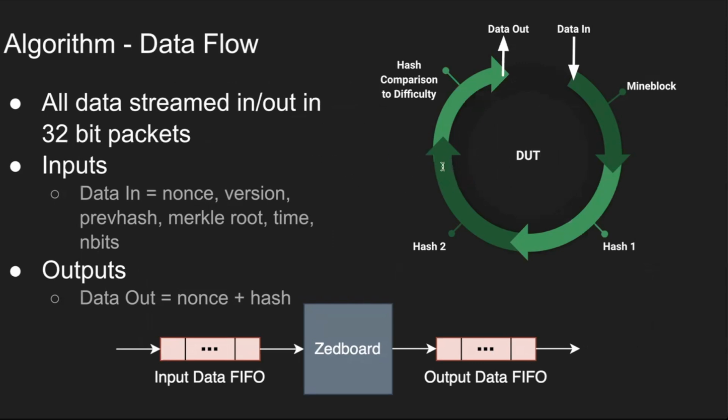The diagram on the right shows how inputted data goes through our mining simulation, is hashed twice, and the result is then compared to the difficulty level. Following this, if the pair is not valid, the data is hashed once again to find a new valid pair. The setup of our system in terms of hardware involves streaming our data through an input FIFO queue to the Z board, and then streaming our data out on the FIFO queue.